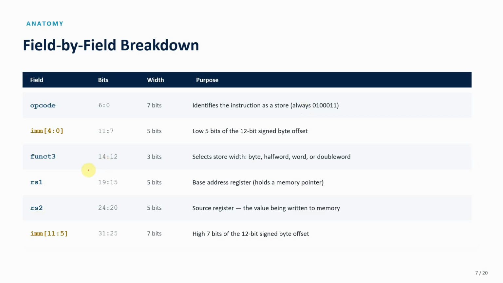And as I've said, the whole 12-bit immediate value is used for representing my offset, where the lower 5-bit value is represented using immediate 4 down to 0, and the upper 7-bit value makes up the rest of the 12-bit signed byte offset.